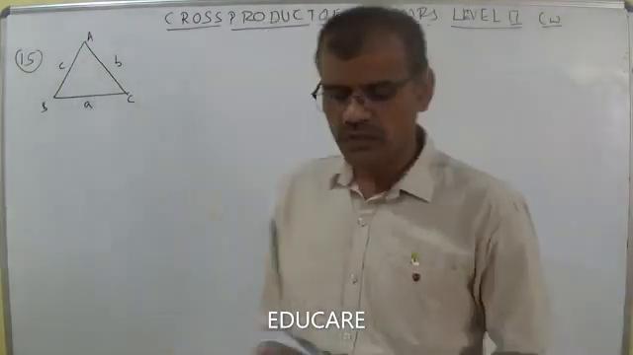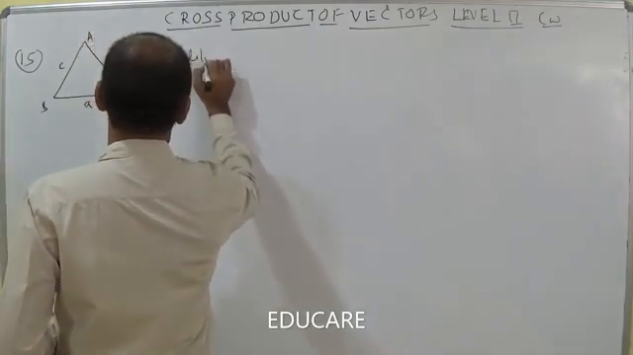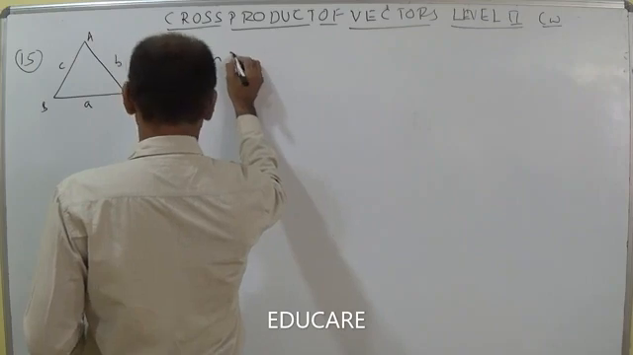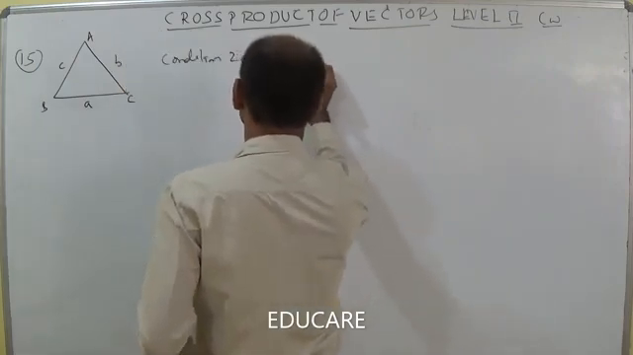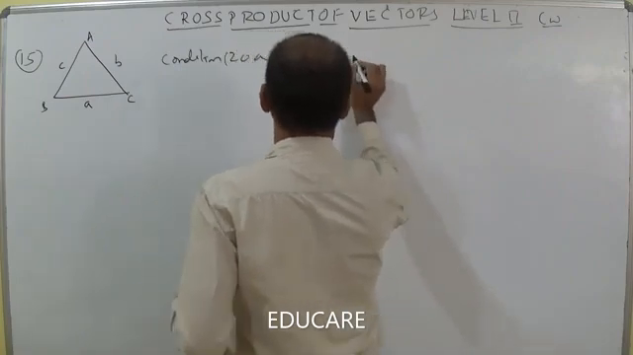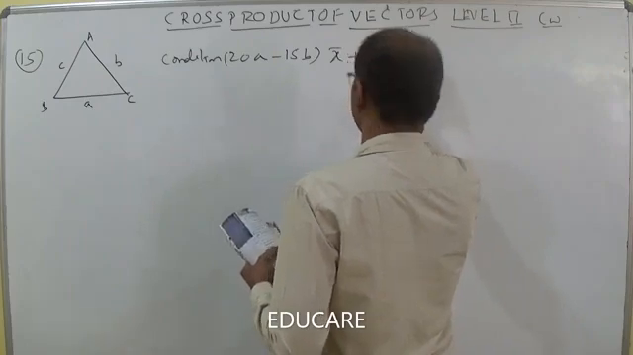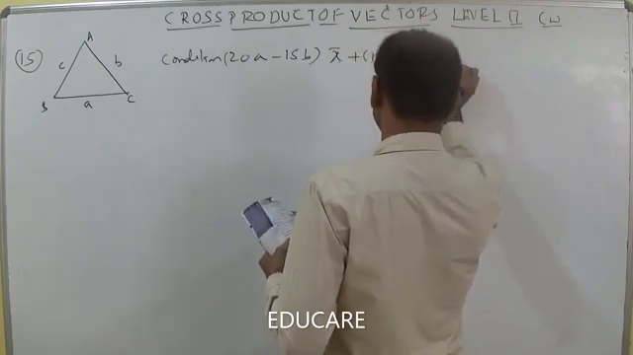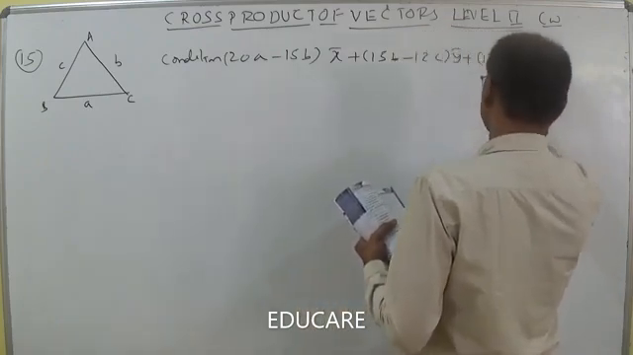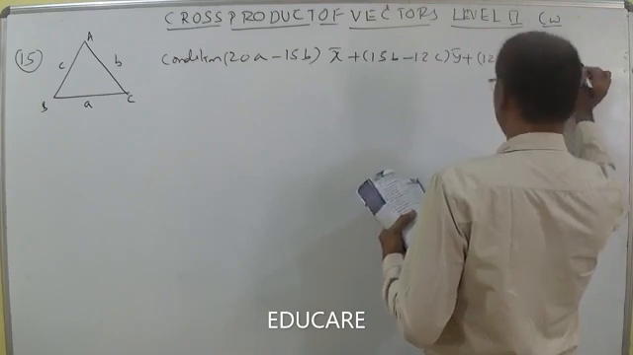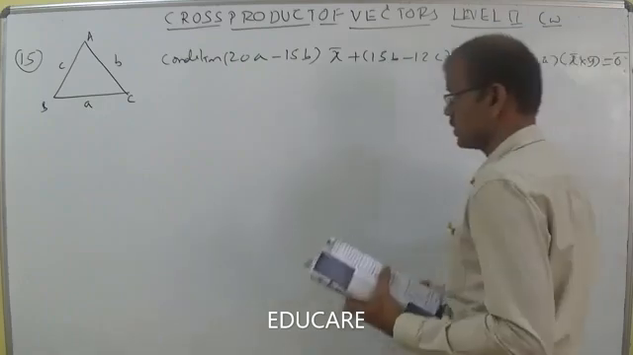He has given the condition: 20a, you don't put it as a bar, it is a scalar, 20a minus 15b into x bar, this is a vector, plus 15b minus 12c into y bar, plus 12c minus 20a into x bar cross y bar is equal to 0 bar, it is a null vector.